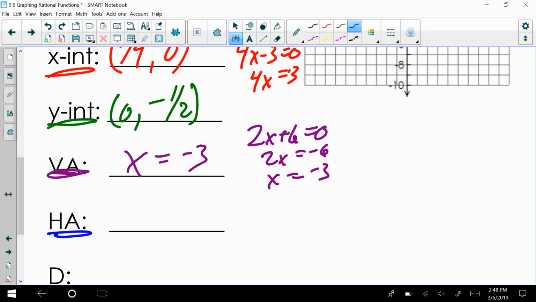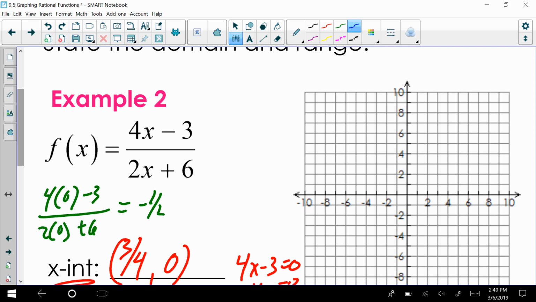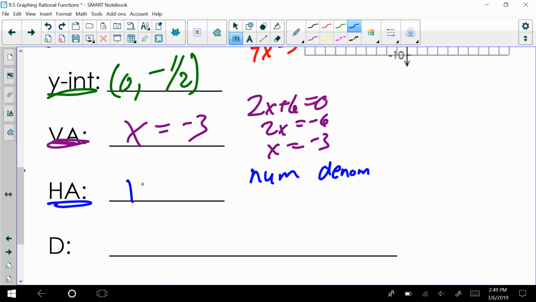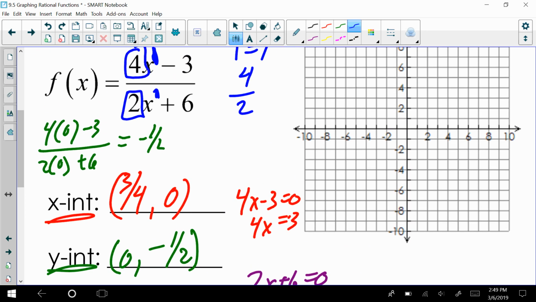And we get to the horizontal asymptote. Well, I compare the degrees of the numerator to the denominator. Check it out. The degree up on the top is a 1 here, and the degree on the bottom is a 1. Well, it's 1 equals 1, which means I take the a value, which is 4, divided by the b value, which is 2. So I get a 2 there, and that means that the horizontal is at 2. Well, okay, we got this stuff. Let's graph it now. So I got y equals 2.